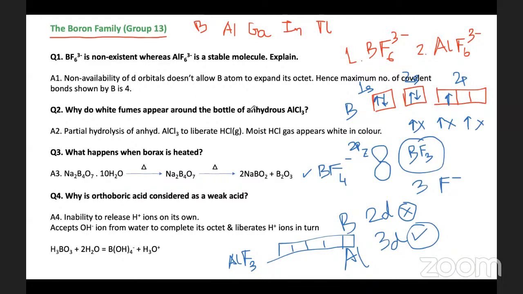So in this question, I have elaborately explained how BF6 minus cannot be made possible. So in a nutshell, the answer is: non-availability of d orbitals does not allow boron atoms to expand their octet. Hence, the maximum covalency shown by boron is 4, that is BF4 minus.